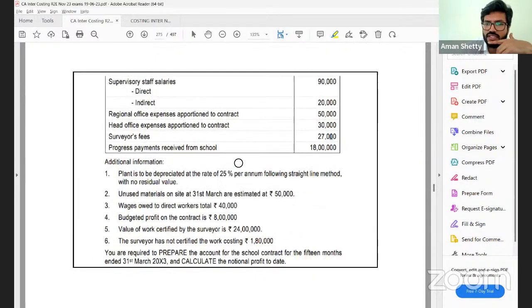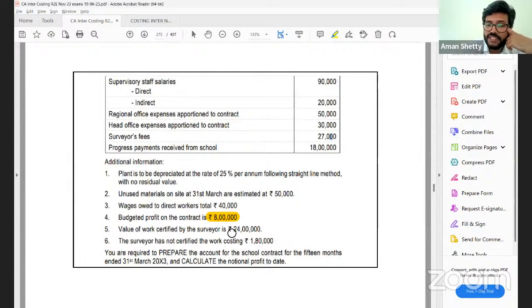Next, additional information: plant is to be depreciated at 25% using the SLM method. Unused materials are estimated at 50,000. Wages owed to direct laborers, the accrued wages you have to add. Budgeted profit on the contract is rupees 8 lakh. 8 lakh is the total estimated profit.